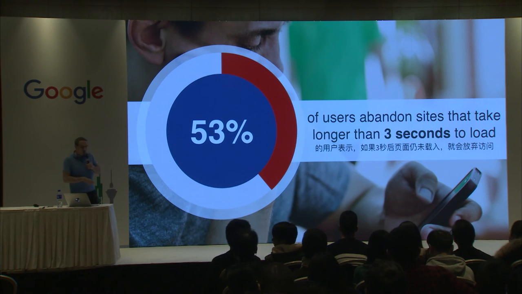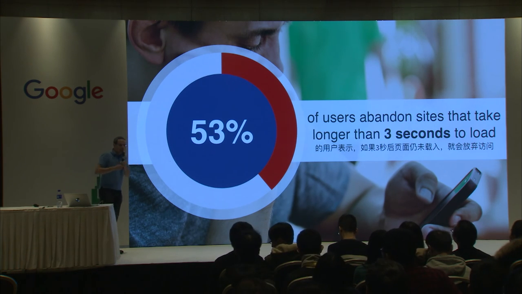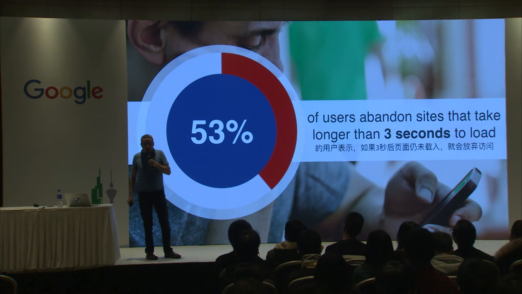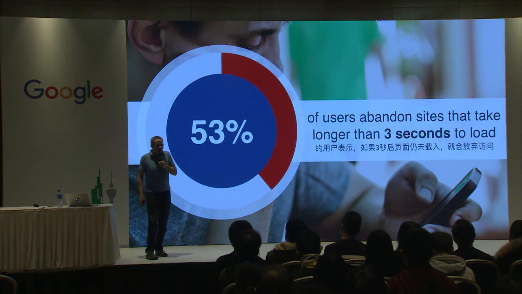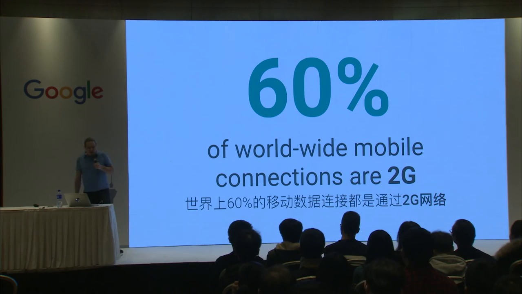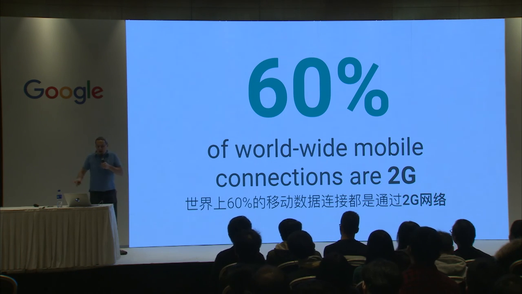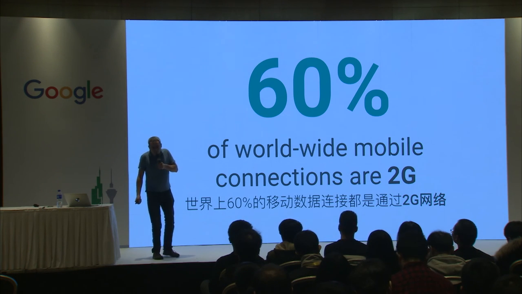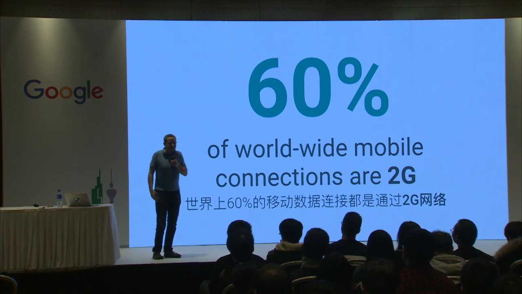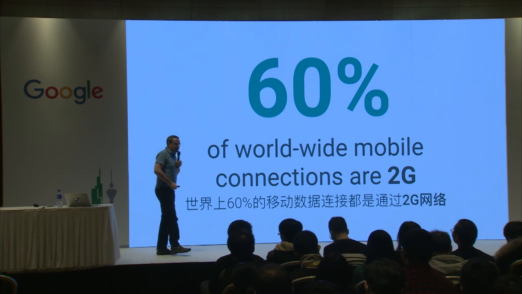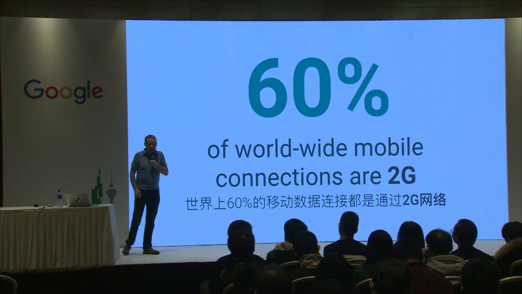So Dion mentioned this earlier today, and I want to repeat it again because I think it's really important. If a user looks at a page and after 3 seconds it hasn't loaded, they're going to leave, right? So you're losing 53% of your users if they haven't seen something in 3 seconds. That's pretty drastic. And on top of that, we know that worldwide over 60% of mobile connections are 2G. Now, many of us live in a big city and we're used to LTE, we have a fast connection at home. Yay, that's awesome. But not everybody has a fast LTE connection or a 4G. 60% have a 2G connection.